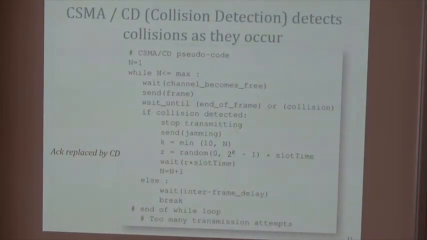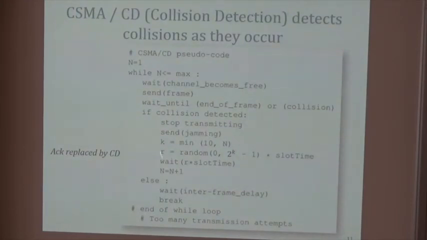That means if that's your first attempt, k equal 1, you will retransmit immediately or wait for one slot time. Then if you fail again, you will wait randomly between 0 and 3 slot times. And if you fail again, you will wait again between 0 and 7, etc. So on average, the waiting time is 2 to the power k minus 1. So on average, it increases exponentially with the number of attempts.